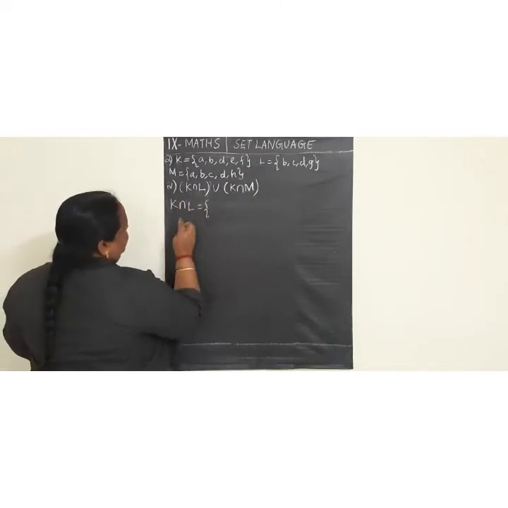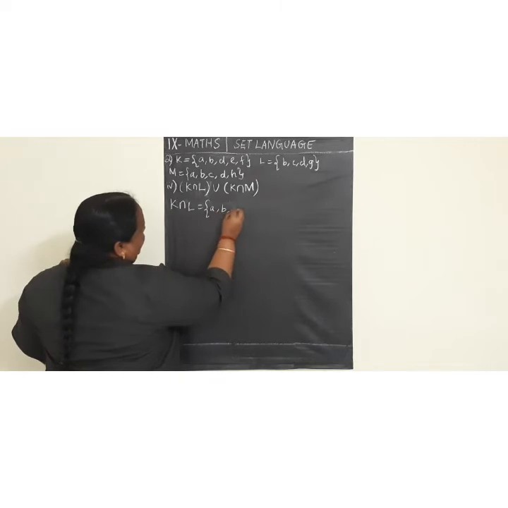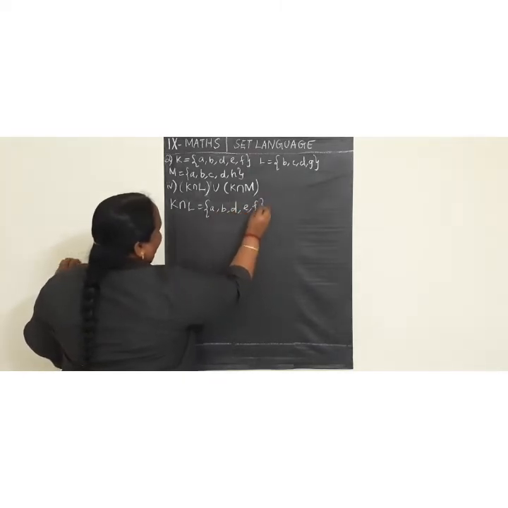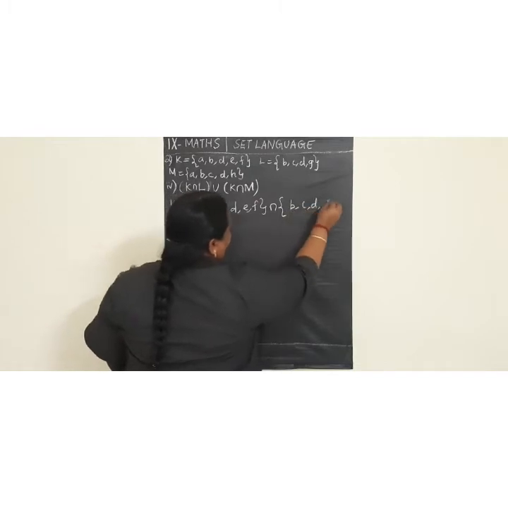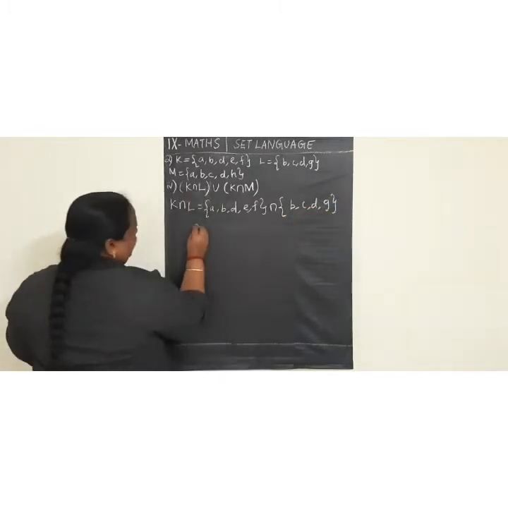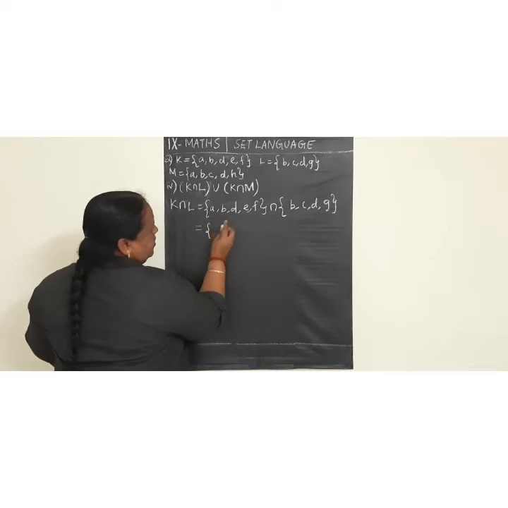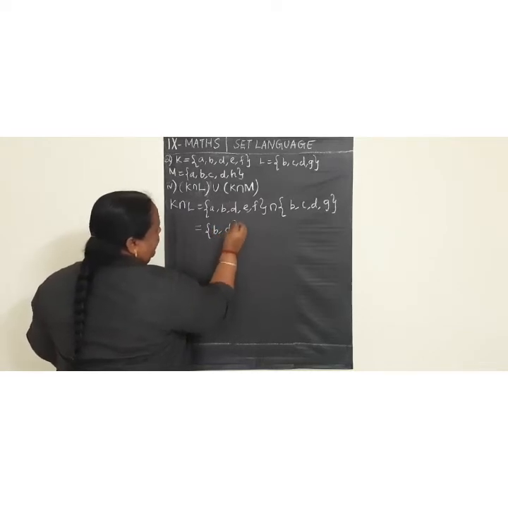K intersection L is equal to {A, B, D, E, F} intersection {B, C, D, G}. For intersection we have to write the common elements. So the common elements are B and D.